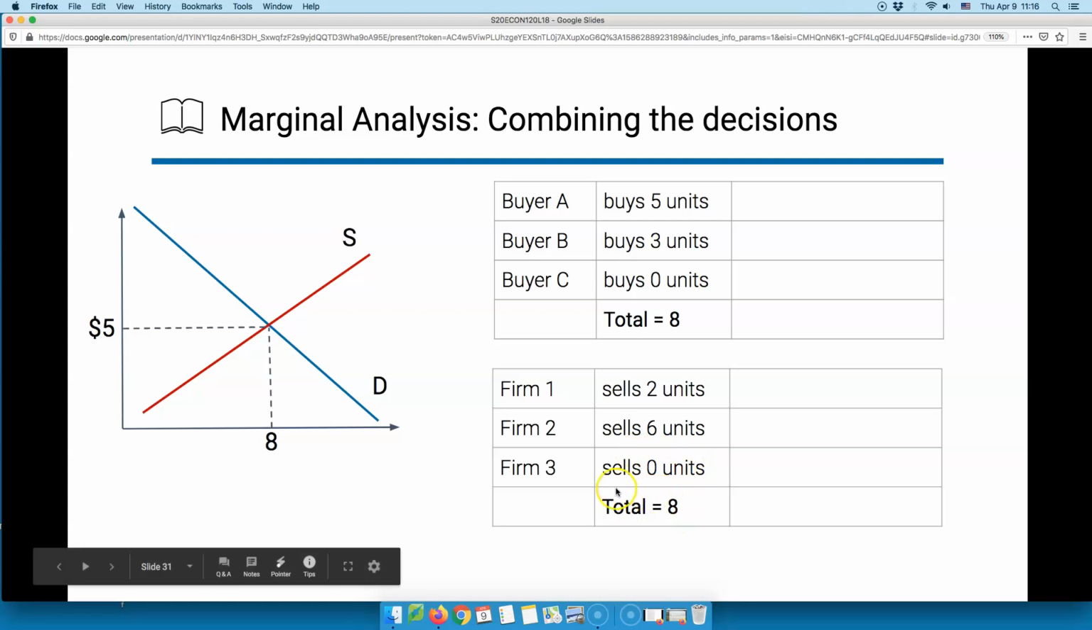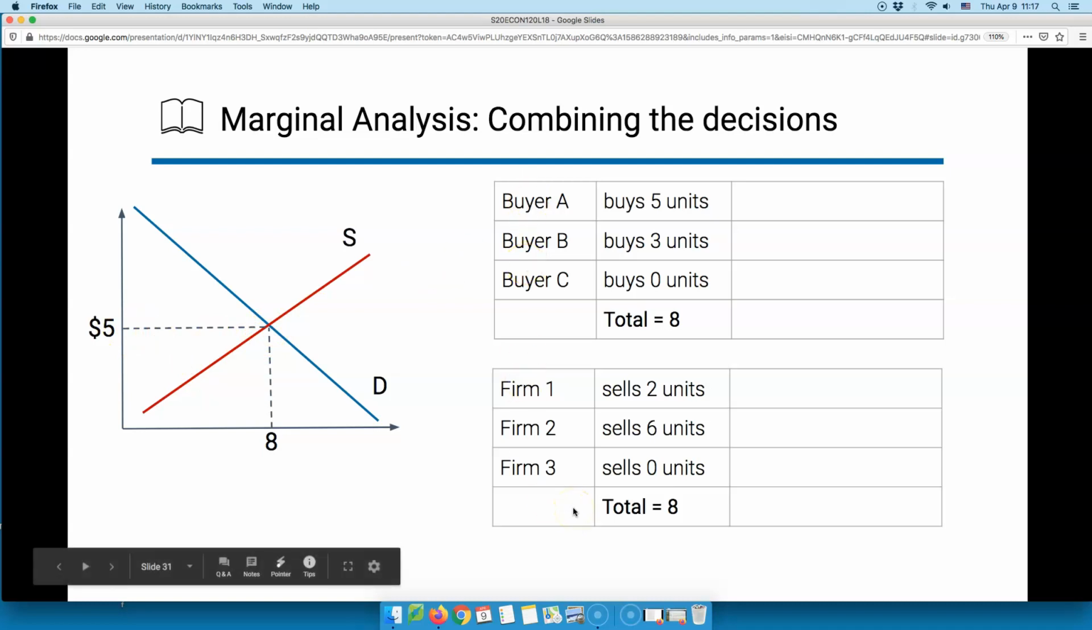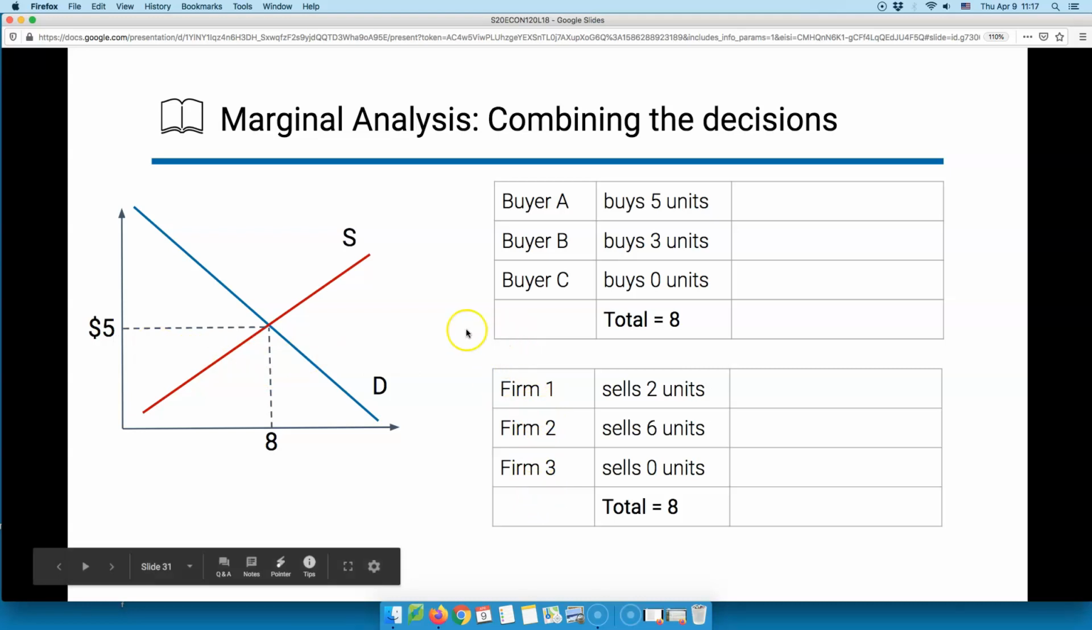For the same total of 8 units. So the question is, in a competitive setting, in a competitive market, everybody's facing the same price. Each buyer and each seller has to decide how much to buy and how much to sell versus the market price. In our case, market price of $5. What can we say about the marginal benefits and marginal costs of buyers and firms?